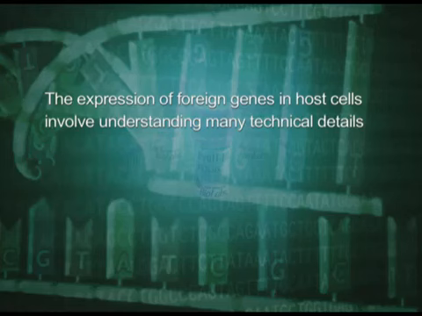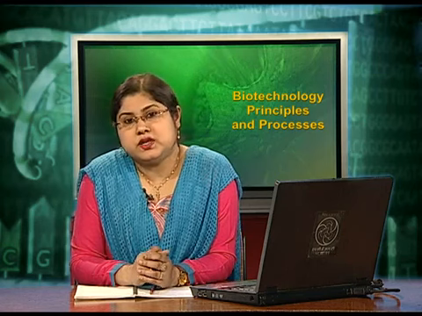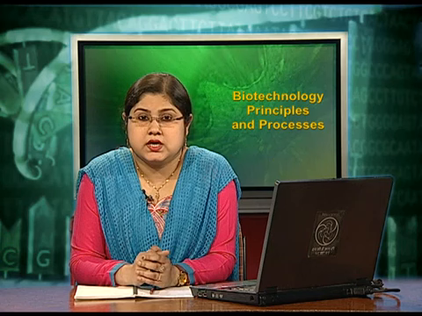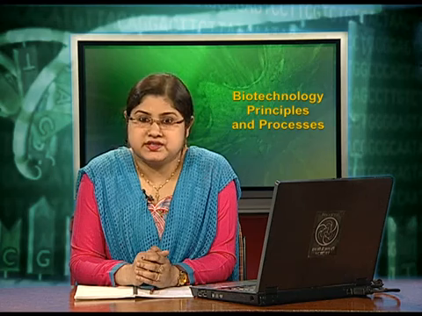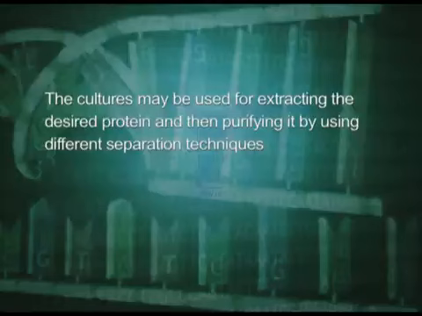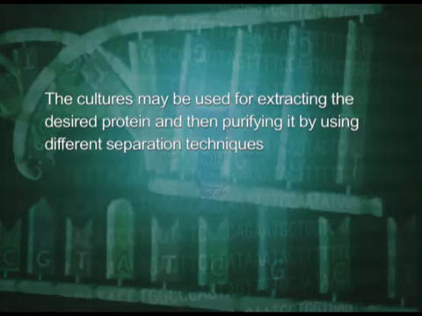The expression of foreign genes in host cells involves understanding many technical details. After having cloned the gene of interest and having optimized the conditions to induce the expression of the target protein, we have to consider producing it on a large scale. Students, if any protein encoding gene is expressed in a heterologous host, it is called a recombinant protein. The cells harboring cloned genes of interest may be grown on a small scale in the laboratory. The cultures may be used for extracting the desired protein and then purifying it by using different separation techniques.